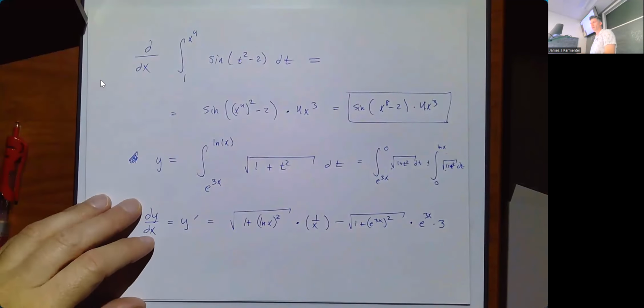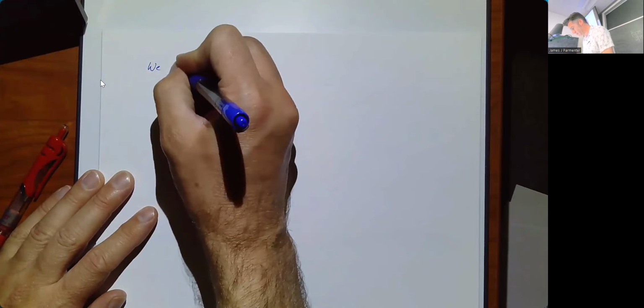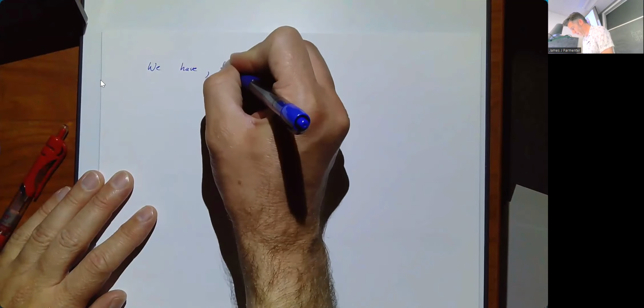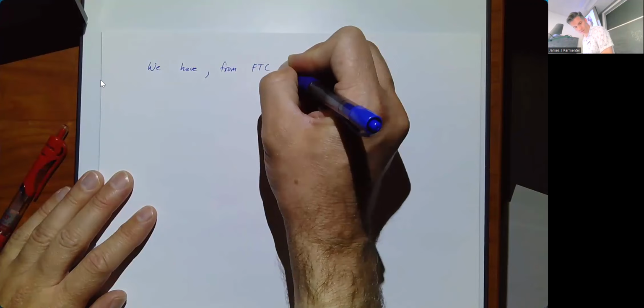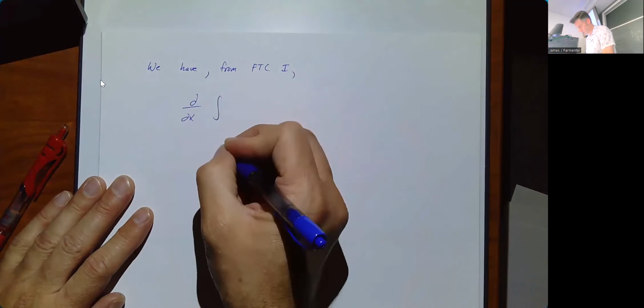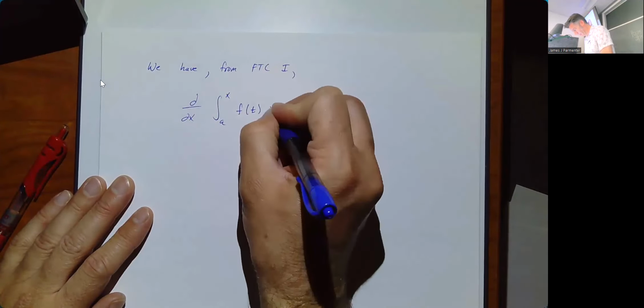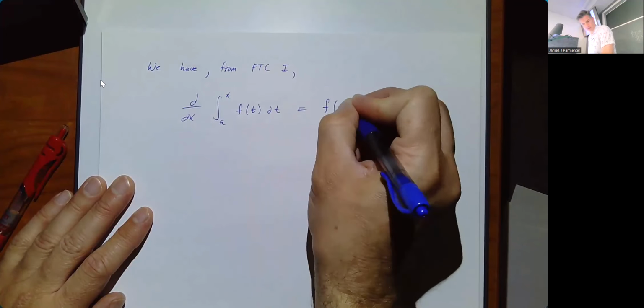Let's talk about the second part of the fundamental theorem of calculus, the more used part in this class. And I wrote myself some notes here. Here's what we've got. We just said from the fundamental theorem of calculus part 1 that the derivative of the integral from a to x of f of t dt is equal to f of x.